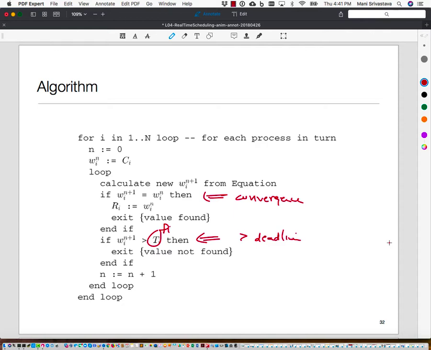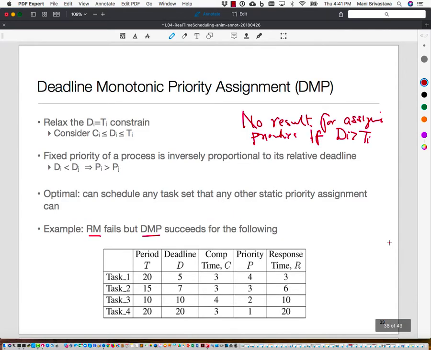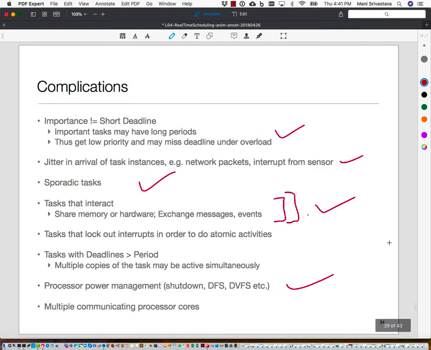So that's the test. Now, the only generalization I described is where the deadline is less than period. But I also talked about other complexities that arise. One is handling jitters, namely when the tasks are periodic, but they may have a bit of a variance. That is, they may arrive a little bit early, a little bit late. So how do we handle that? Tasks which are sporadic, that is, they may not always come. Tasks that interact with each other, that is, they share some data structure or send messages to each other, for example, using semaphores or queues, so they can block.